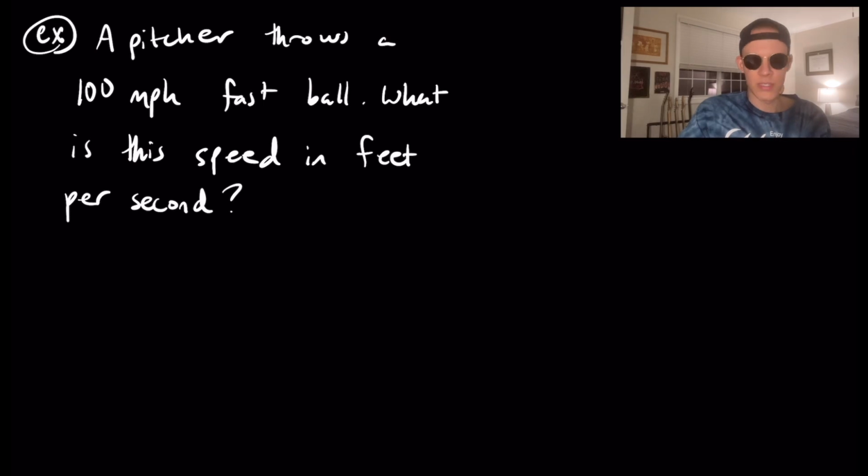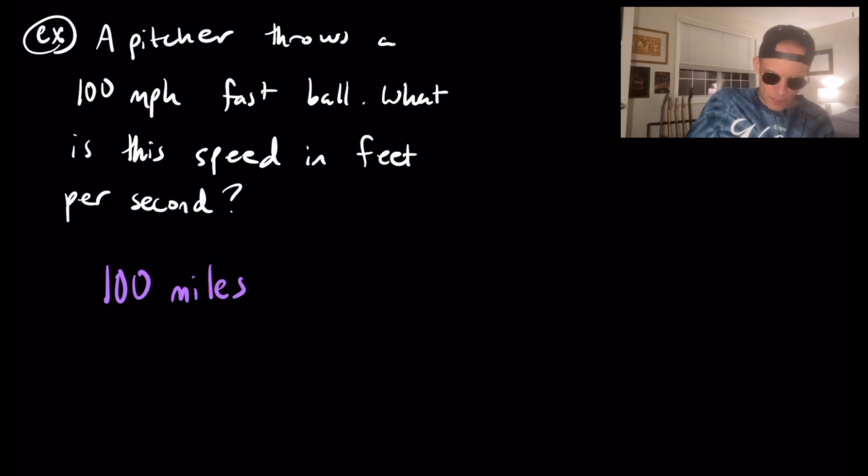So we use this example here to just introduce it. Don't worry if it doesn't make sense. But so we've got 100 miles per hour. Let's take the 100 miles part first, and let's convert that to feet because we want to go from miles per hour to feet per second.